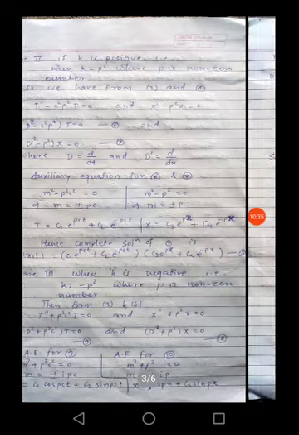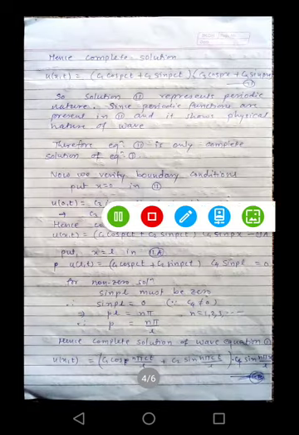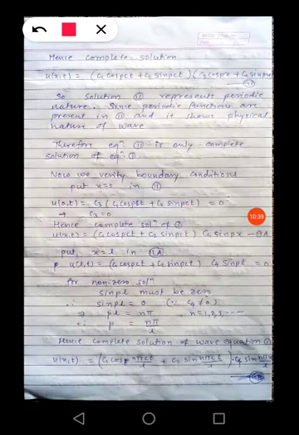So the only possibility for a complete solution of equation 1 is equation number 11. Therefore, equation number 11 is the only complete solution of equation 1. Now we verify the boundary conditions on equation number 11.